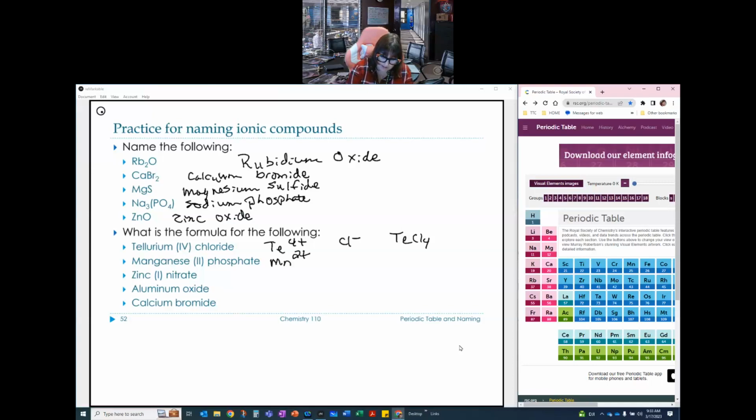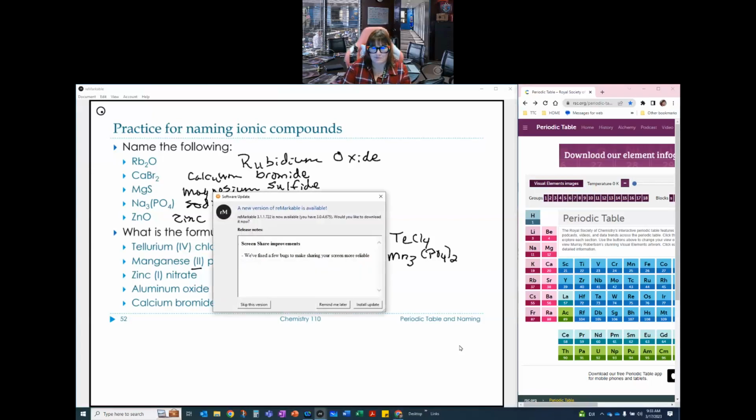That's a 2 plus because it's got this 2 right there. And I know that phosphate is that PO4 3 minus. So what I need to do, my Mn, I need to have 3 of them. And then I'm going to have my PO4, and I need 2 of them. So I've cross multiplied this. Plus 2 becomes this subscript down here. The 3 minus, the 3 becomes the subscript down here. Okay.